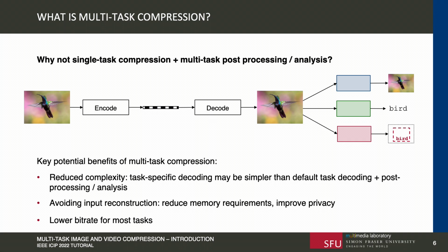However, multitask compression can bring several key benefits to the existing practice. For example, it can offer reduced complexity because task-specific decoding may be simpler than default task decoding plus post-processing or analysis. Another benefit is avoiding input reconstruction. This could reduce memory requirements, and it could also improve privacy because the input image or video wouldn't need to be reconstructed. And finally, and possibly the key benefit, is that most tasks can be performed at a lower bit rate than what would be needed to achieve a good, highly accurate reconstruction of the input.